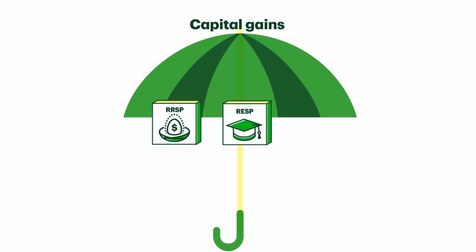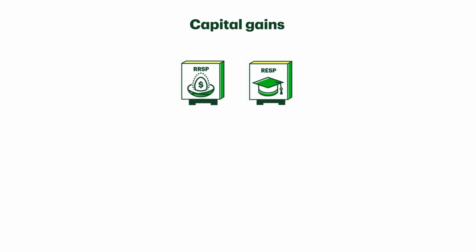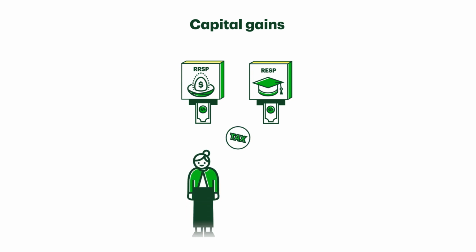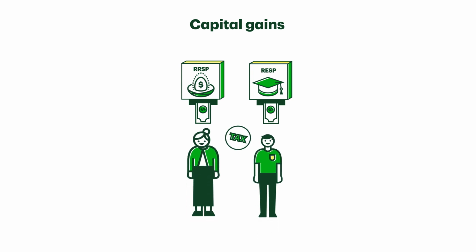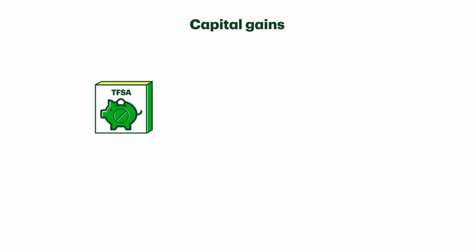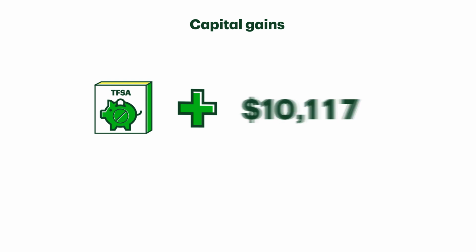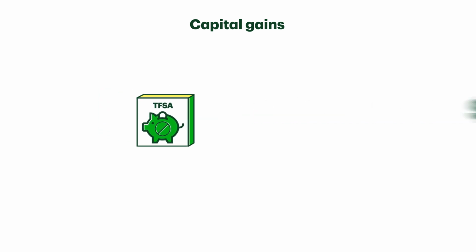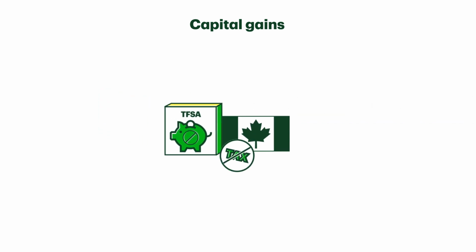With RRSPs and RESPs, you don't pay tax until you withdraw the funds, which ideally occurs at a time when your tax rate is low, like at retirement or when you're a student. With TFSAs, as of 2022, Canadians who are 18 as of 2009 and have never contributed to a TFSA before may contribute up to $81,500. Any income earned within a TFSA from that initial investment is tax-free in Canada.